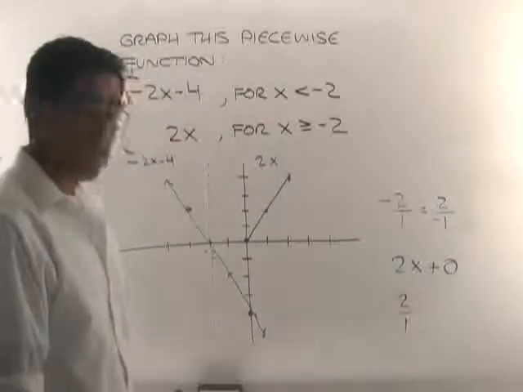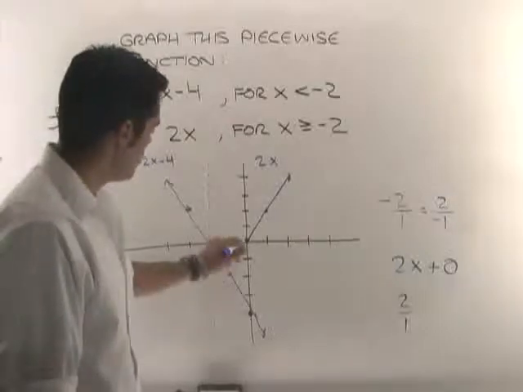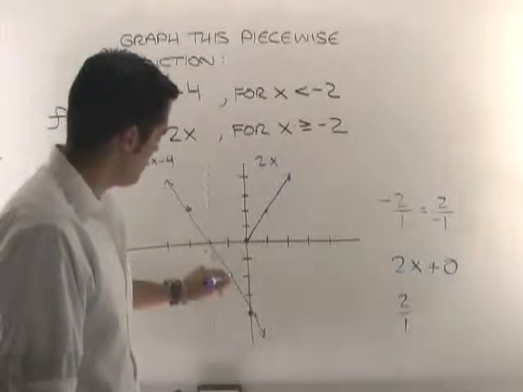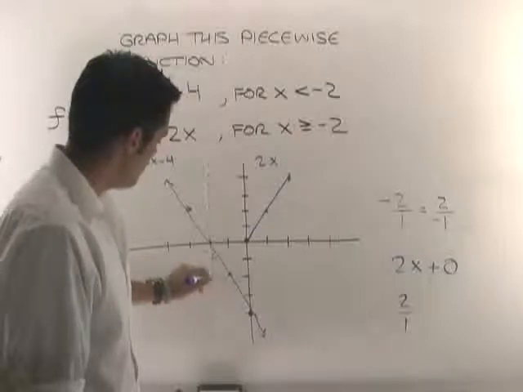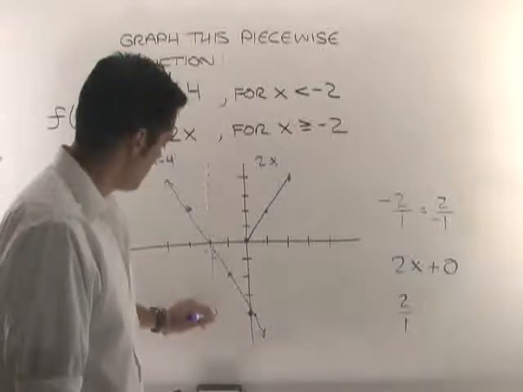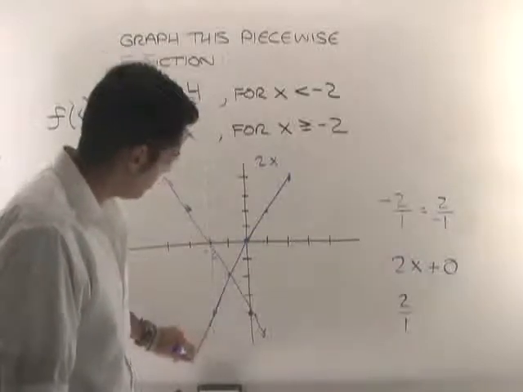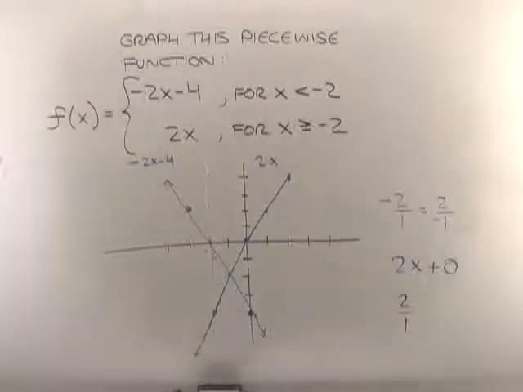I could also, if I wanted to, go to the left 1 and down 2, like this. And then left 1 and down 2, like this. And I could get this line like this, and then keep going. Okay, so what's our final answer?